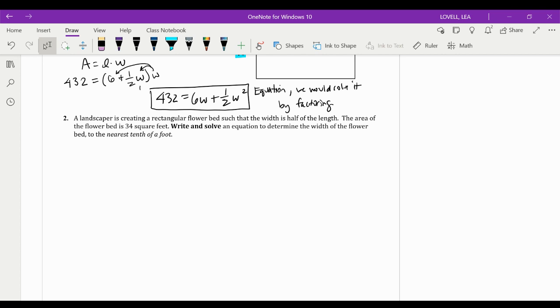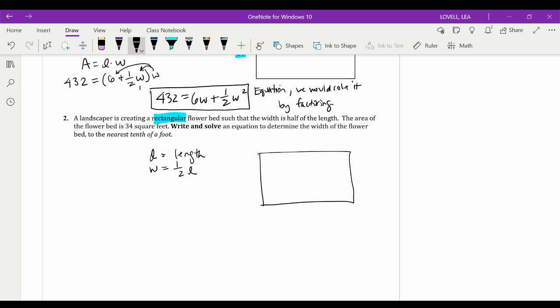So right away, as soon as you see a problem where they mention a figure, you're going to want to draw that figure. So I have a rectangle. And it says that the width is half the length. So they give us the width in terms of the length. So in our let statement, we're going to let L equal the length. That is not how you spell length. And let the width be 1/2 of the length.